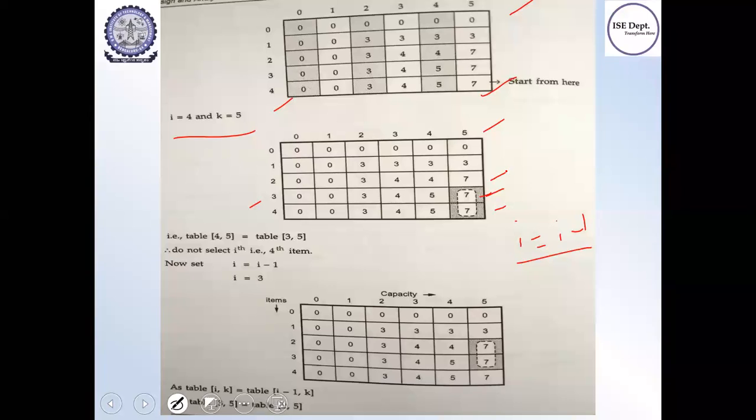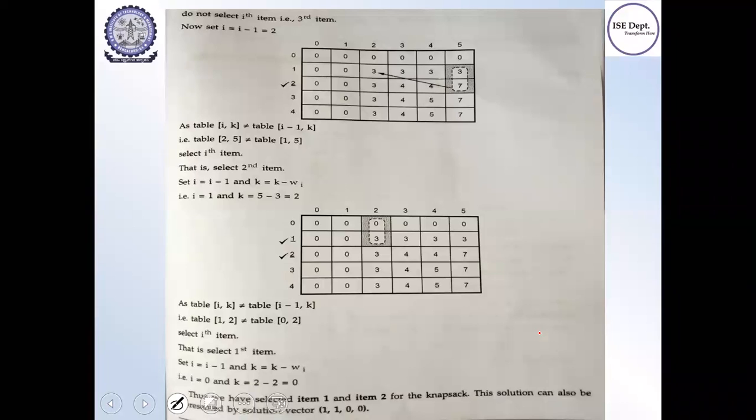If both are equal, start comparing with the next value. Again decrement I, so I will become 2 now. So 7, this value and these two values will be compared here. Again it is equal, so don't worry. Go for the next step by decrementing I. So I will become 2 now, correct? So 2 and this will be compared. So 7 and 3, yes, it is not equal now.